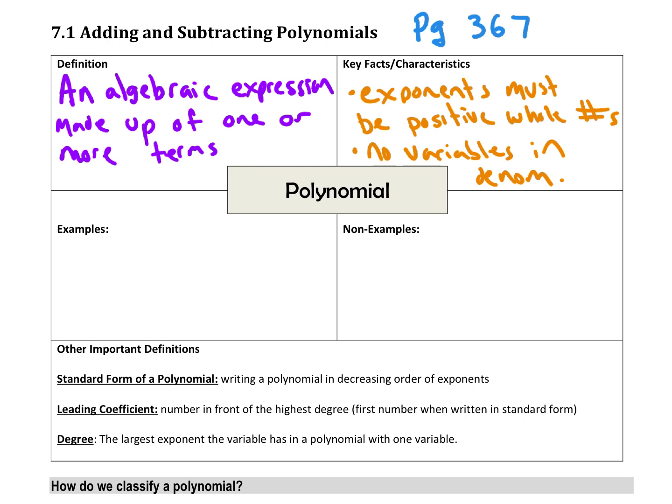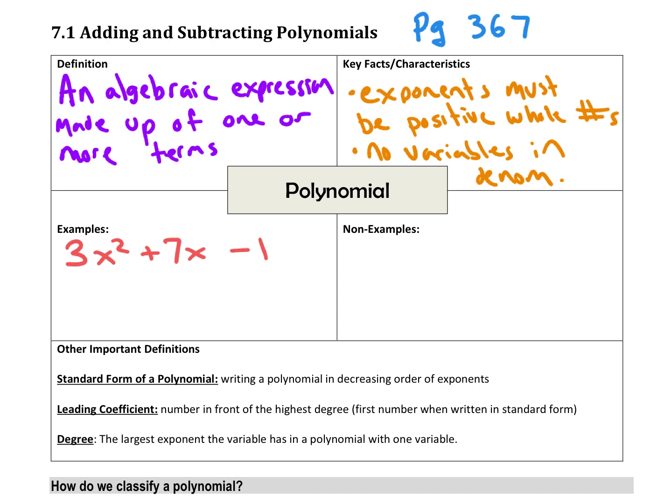Let's write down a few. One example would be 3x squared plus 7x minus 1. Notice it's got multiple terms: 3x squared, 7x, negative 1. Any exponents, so x squared, x to the first, it doesn't say an exponent there, but it's there. They're positive, and they're whole numbers. They're not decimals, they're not negative. And then there's no variables in the denominator. If you see a fraction, there can't be a variable in the bottom. And this one doesn't have it.